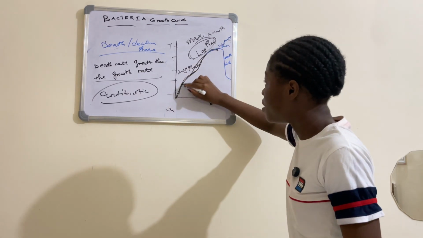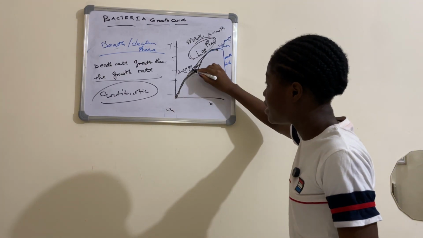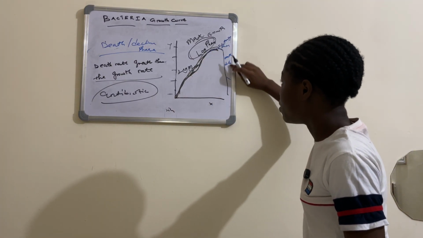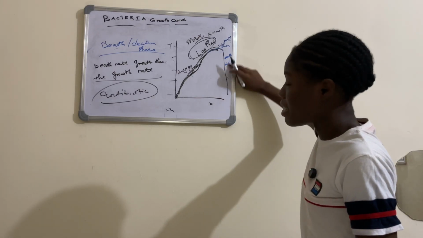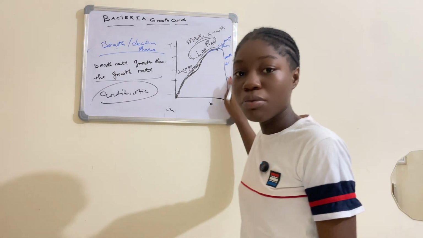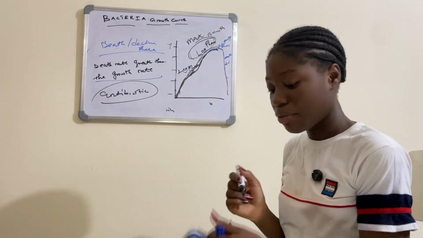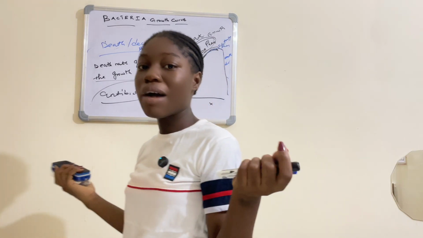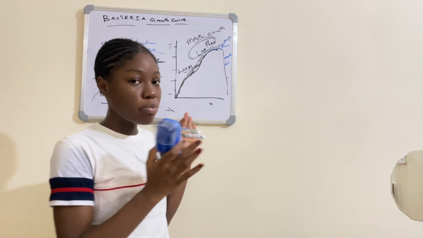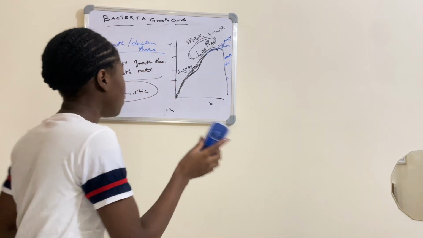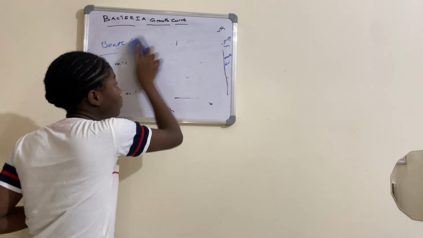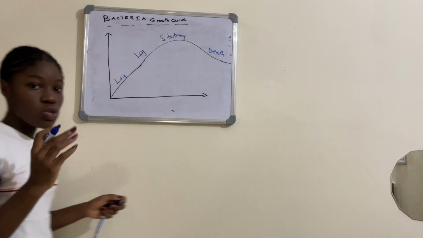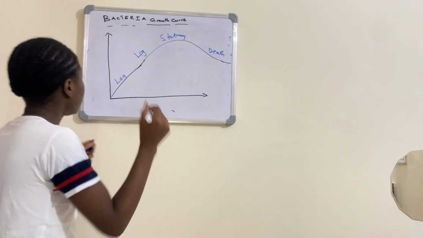So here you see the graph. On the graph, you will see it first goes like this, and then it rises, and then it comes, and then it falls here. So here is the death or the decline phase, showing that the bacterial cells are now dying. So this is basically what the bacterial growth curve is all about. So let's do a recap. Let me draw the curve properly so you can get a clear understanding of how it is. This is how the bacterial growth curve looks.